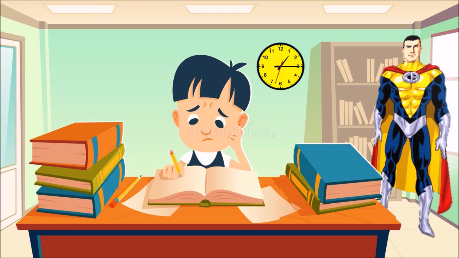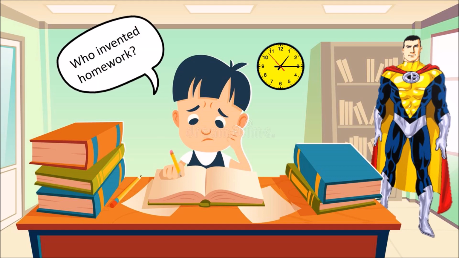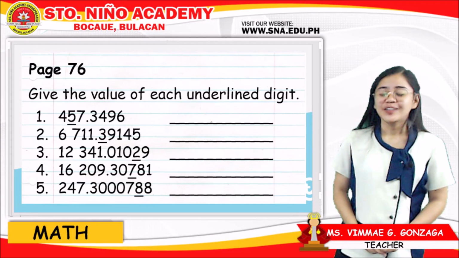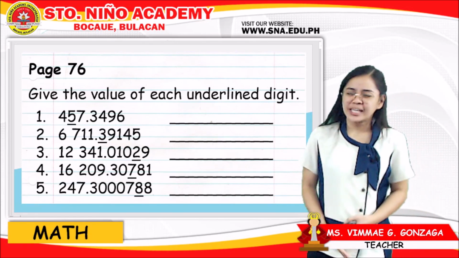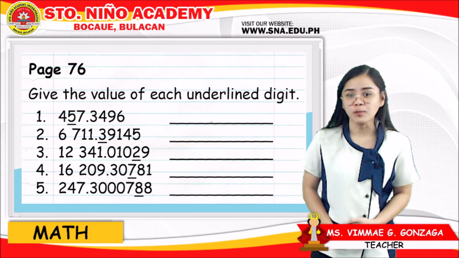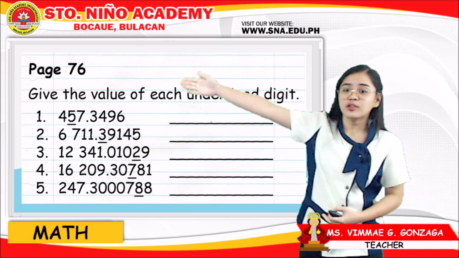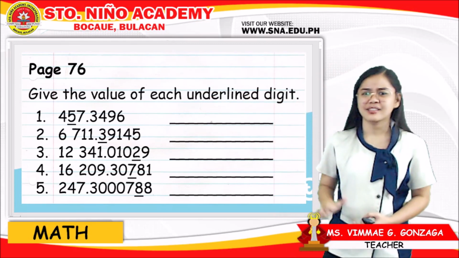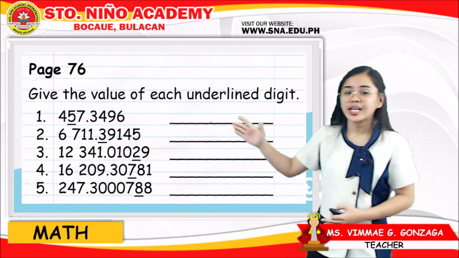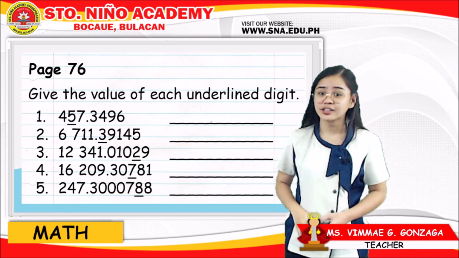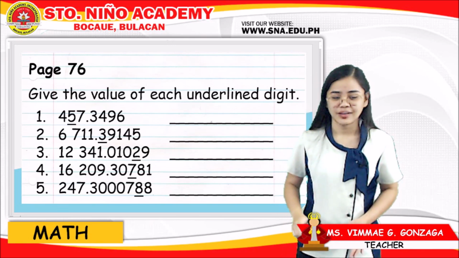This is Miggy. He was working all night since yesterday to finish his math homework. Let us help him to accomplish his homework, so he can sleep. So Miggy to answer his homework, and that is on page 76. Let us read the direction. Give the value of each underlined digit.